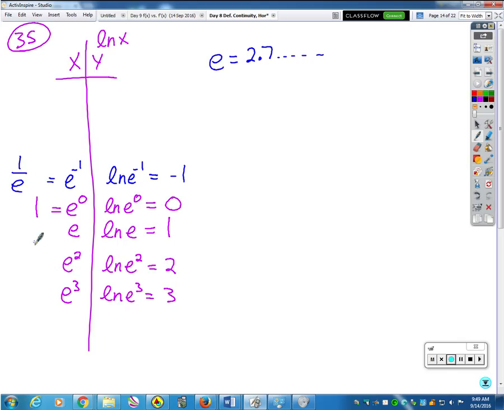Is everyone comfortable with the pattern? The pattern needs to be memorized. Because on the non-calculator portion of the AP test, it's actually fairly common to have a problem dealing with natural log, and you have to have these values memorized. No others are required, just these.